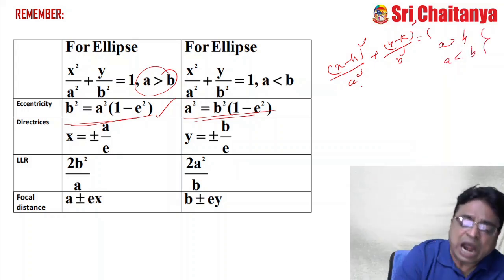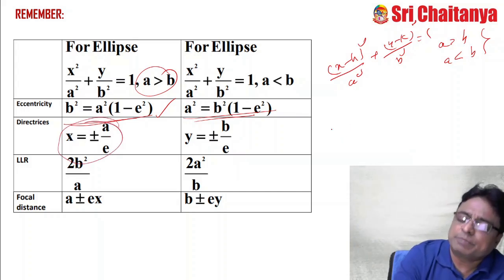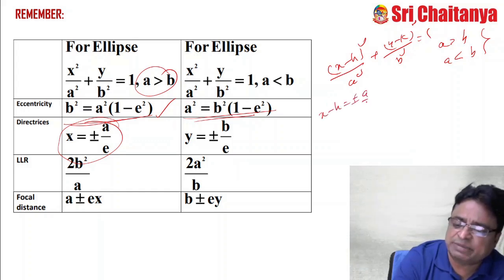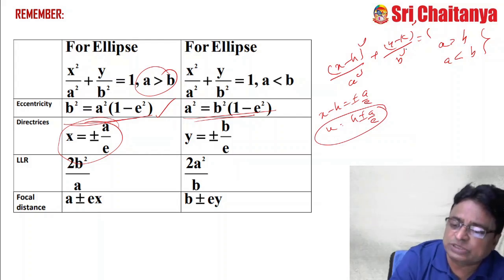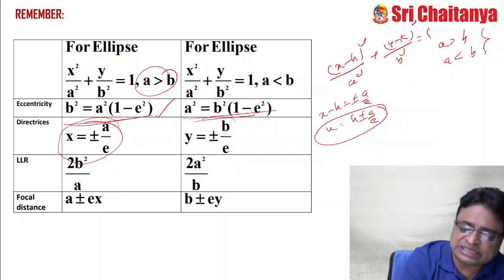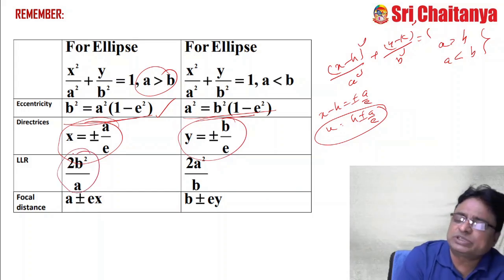And for this ellipse, for a greater than b, the equations of the directrices are x is equal to plus or minus a by e. For this ellipse, x minus h is equal to plus or minus a by e. Therefore, x is equal to h plus or minus a by e. These are the equations of the directrices for (x minus h) whole square by a square plus (y minus k) whole square by b square equal to 1, where a is greater than b. Similarly, the same thing holds good for the next case also. And of course, the length of the latus rectum is 2b square by a. Even for this ellipse also 2b square by a. For a less than b, it is 2a square by b.